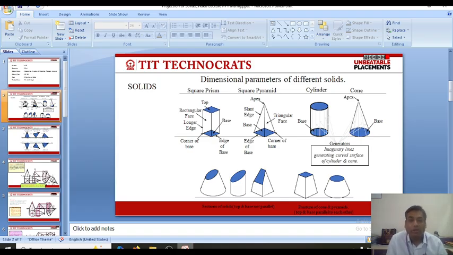Depending upon the sides of the base of a solid, a prism can be classified as triangular prism, square prism, pentagonal prism and hexagonal prism. Similarly, depending upon the number of sides in the base, a pyramid can also be classified as triangular pyramid, square pyramid, pentagonal pyramid and hexagonal pyramid. So, first we will get familiar with the terms used in solids.